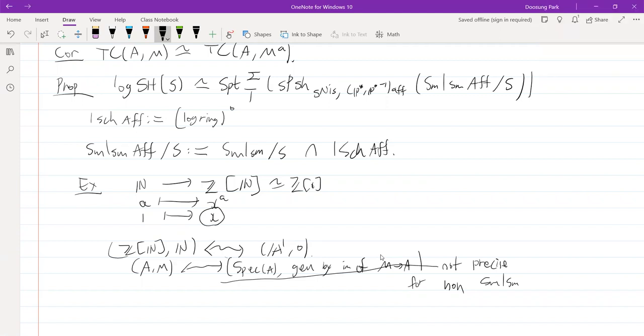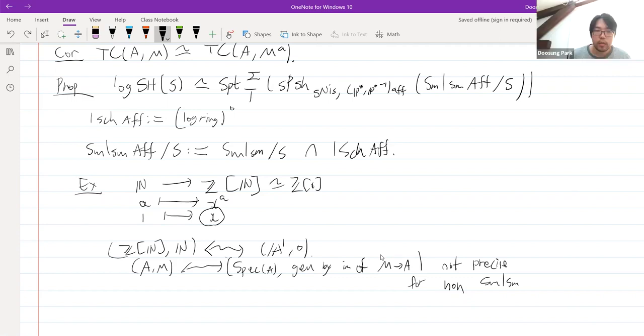Is it automatic the divisor is simple normal crossing? Or you need to say something else? If M is a free monoid. Okay. So that's not automatic. So this is for general log scheme. So this gives a log scheme. So this is in general log scheme, and we want there is some condition on A comma M such that that's smooth log smooth. So this is not the case. So this is not a case of smooth log smooth. Okay. Yeah. I see.